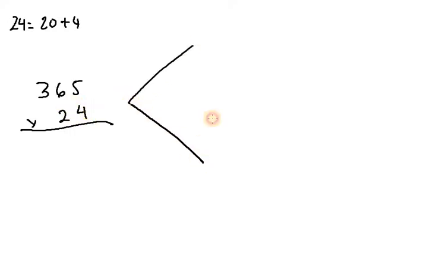So this one is, for example, 365 times 24. Please remember this 2 and 4: the 2 is in the tens place and the 4 is in the ones place. So we know 24 is just 20 plus 4, the tens and the ones. So we break down this 24 into 20 and 4. What we need to do is 365 times 4.